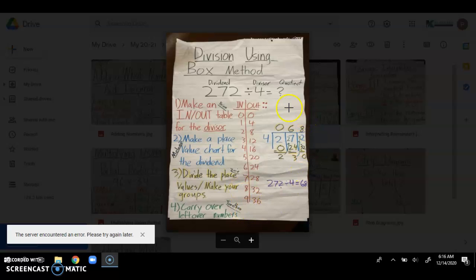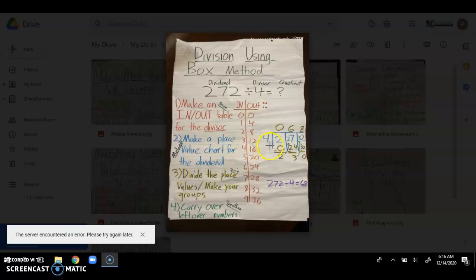So let's review. Step 1 is to make an in-out table for our divisor, the number we are dividing by. Now this is as easy as making a multiplication table for that number. We always go from 0 to 9, and we simply count by it, right? Starting at 0. Here our divisor is 4, so we go 1, 2, 3, 4, 5, 6, 7, 8, 9, 10, 11, 12, and so on.